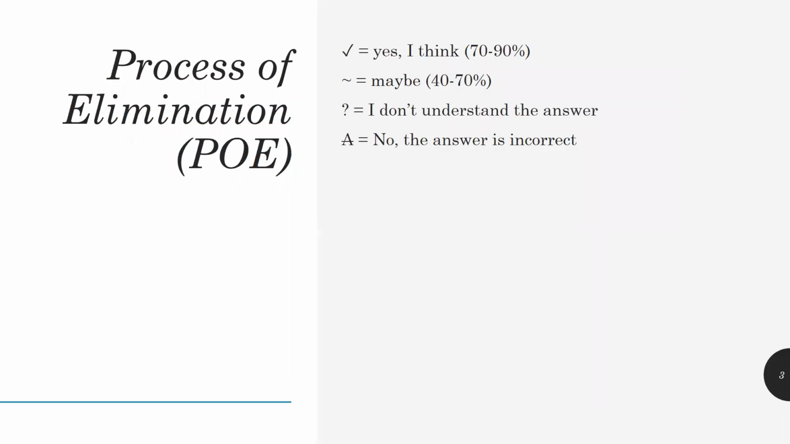Yes, of course. So the process of elimination, you may have heard it, you may not have. Pretty simple. If you're pretty sure an answer is correct, like 70 to 90% correct, you put a tick next to the answer. If you think it might be correct, you put a squiggle, like 40 to 70%. If you don't understand the answer, then you put a question mark. And if you know for a fact an answer is incorrect, then you put a line through it. It's very important to do these because you eliminate the answers.